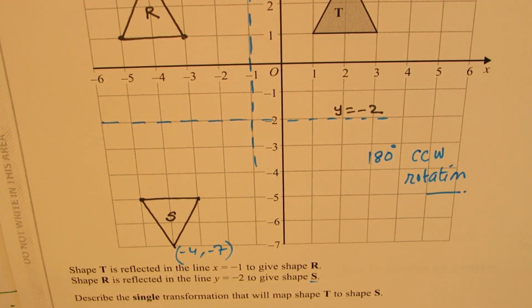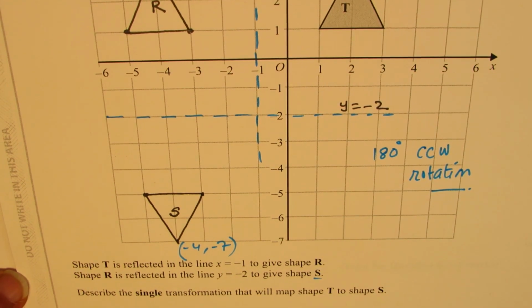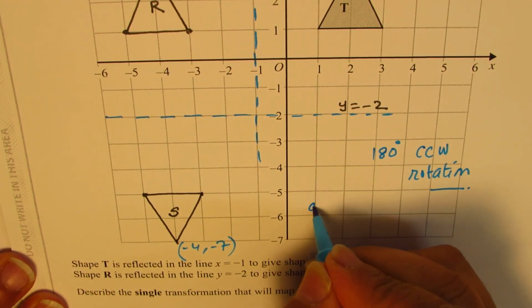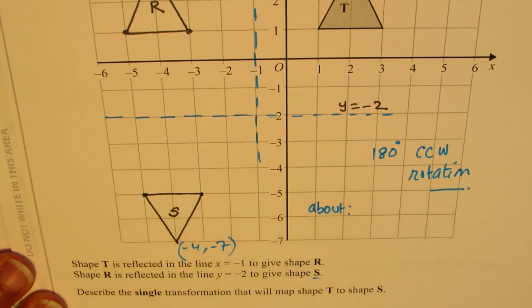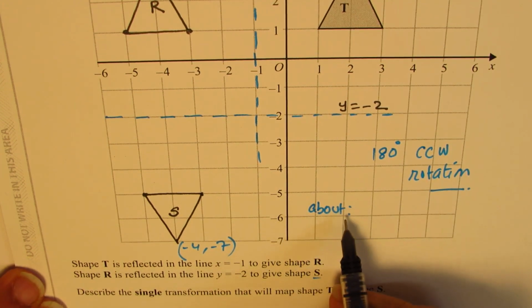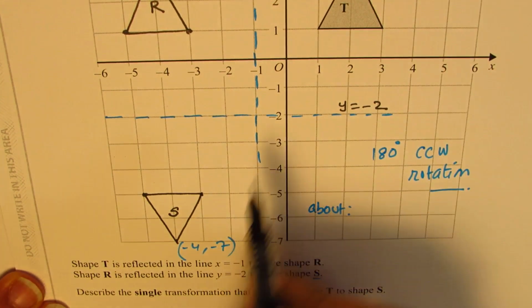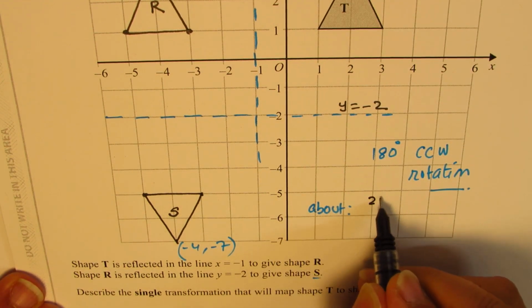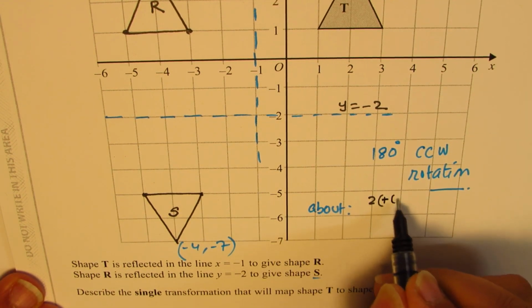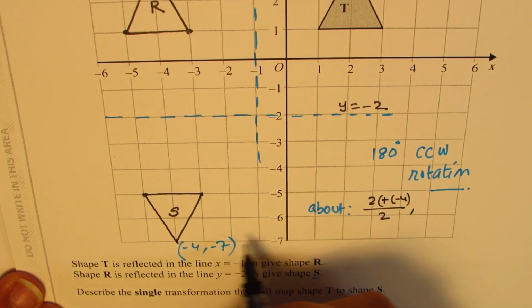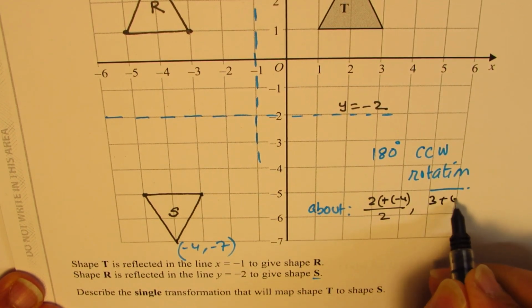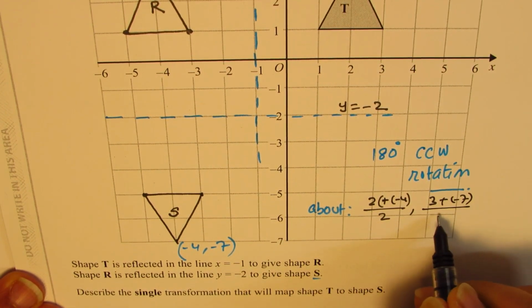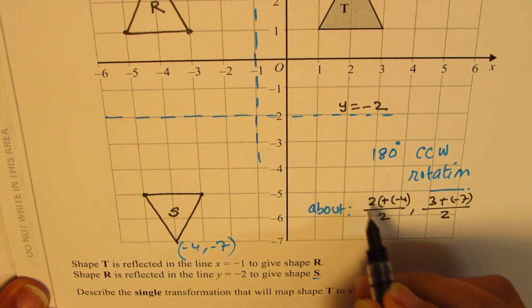Correct? So we do have counterclockwise rotation. Now to find about which point, we have to add and find the average value. So we'll do 2 plus -4 divided by 2, and we'll do 3 plus -7 divided by 2, right? So that is about this point, right?